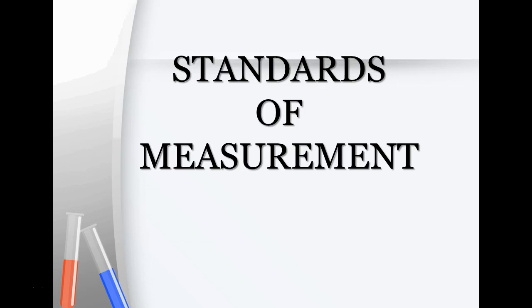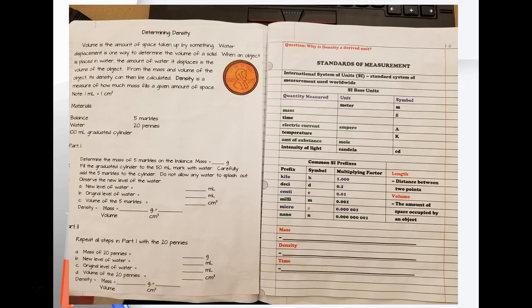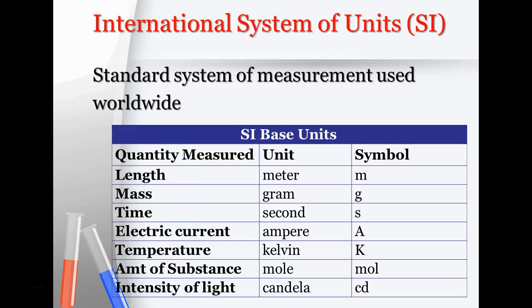Today you're going to do the standards of measurement section first in your interactive notebook. Everyone should have received the packet, and we're going to go in the order of the packet to complete this information. This is what the 2 pages will look like once you have completed them, determining density and the standards of measurement. So take out the paper that says standards of measurement with the essential question, why is density a derived unit, at the top.